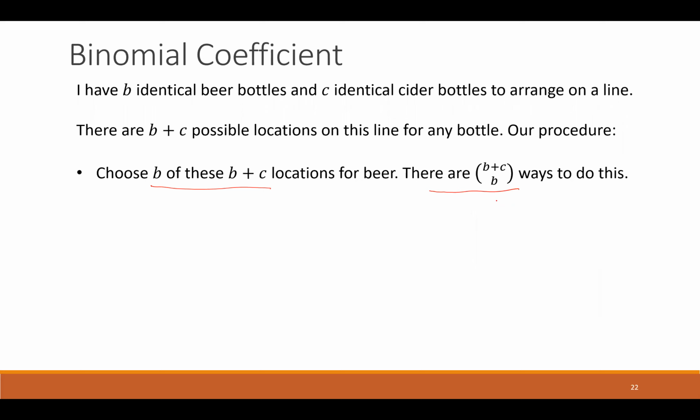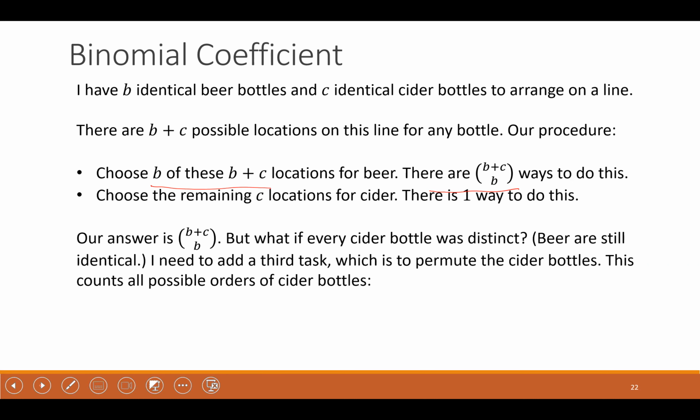And then how many ways do I have to place the cider bottles now? One way, right? So I have C locations left. I put the cider bottles there. The order doesn't matter, so I have one way to do that. So the answer to this is B plus C choose B, or choose C. They're the same thing. But this is if every bottle was identical, except I knew the difference between a beer bottle and a cider bottle.